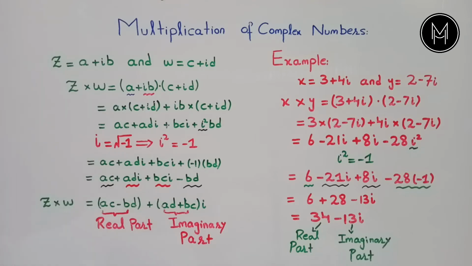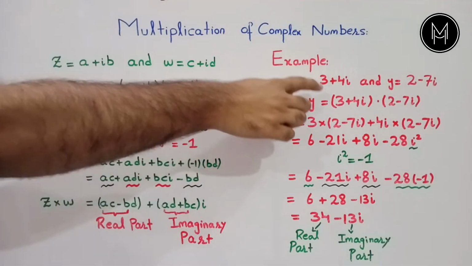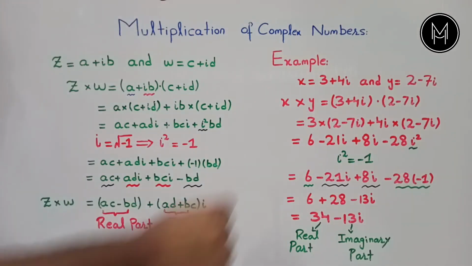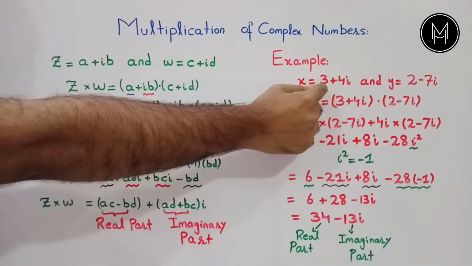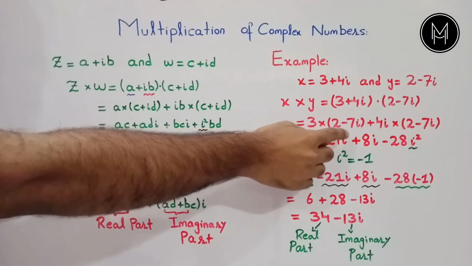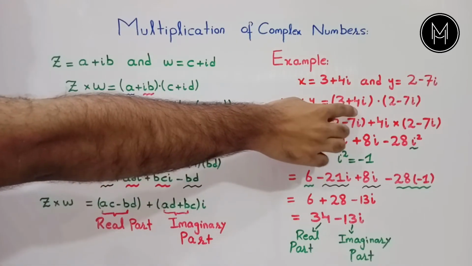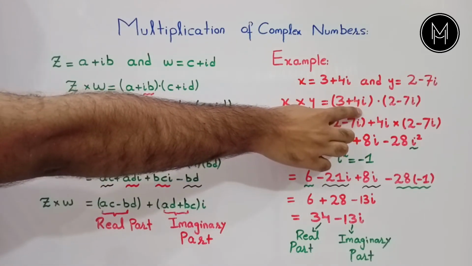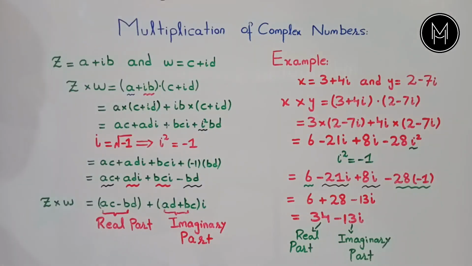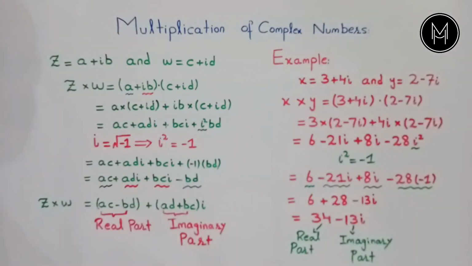Let's solve one example of multiplication of two different complex numbers. Let we have two complex numbers x and y. x is equal to 3 plus 4i and y is equal to 2 minus 7i. The first step of multiplication of these two complex numbers is we will multiply the real part of x, that is 3, with the complex number y, that is 2 minus 7i. 3 into 2 minus 7i, and then we will multiply the imaginary part of complex number x, that is 4i, with the complex number y, that is 2 minus 7i. 4i into 2 minus 7i.